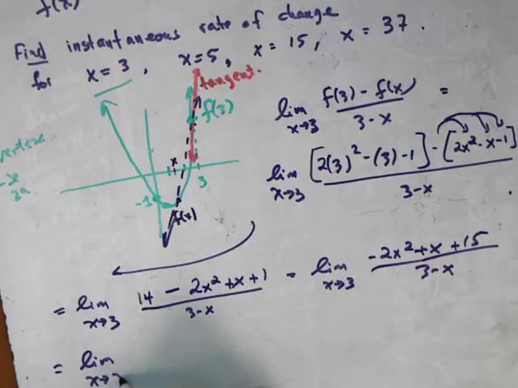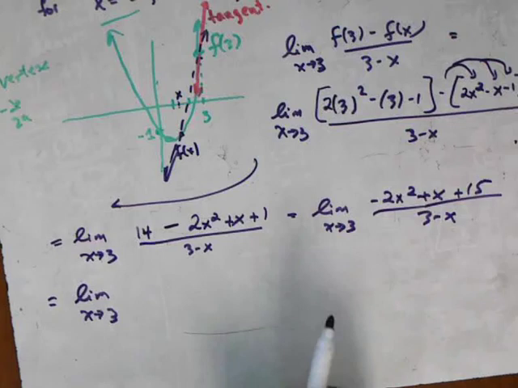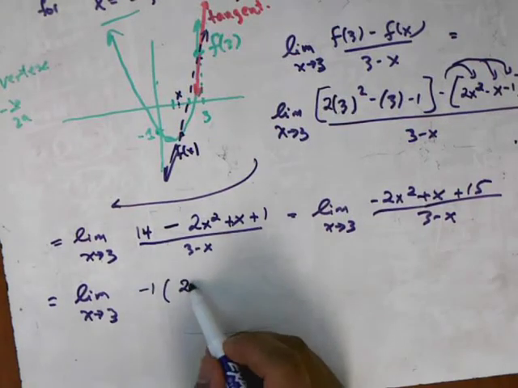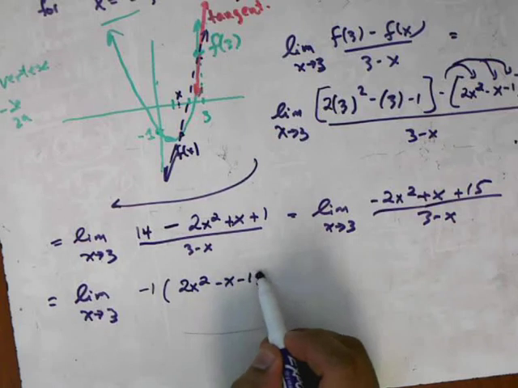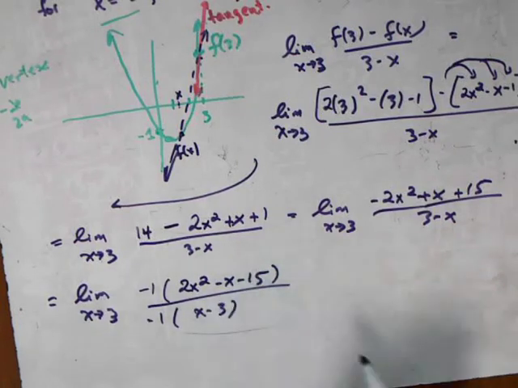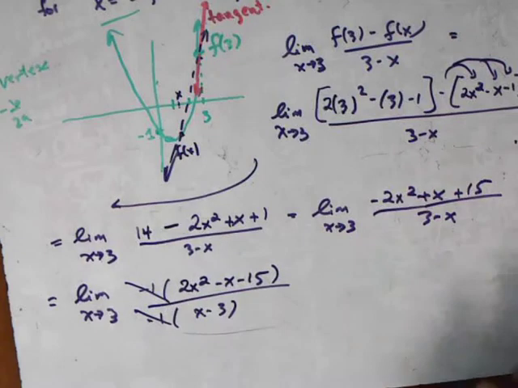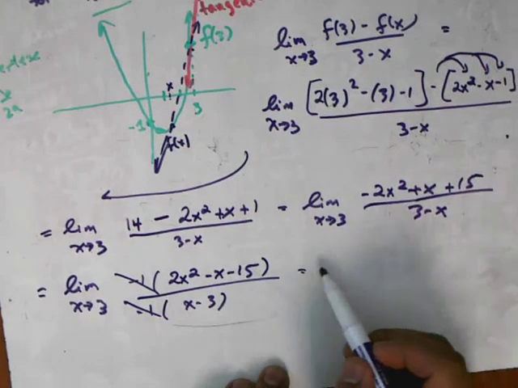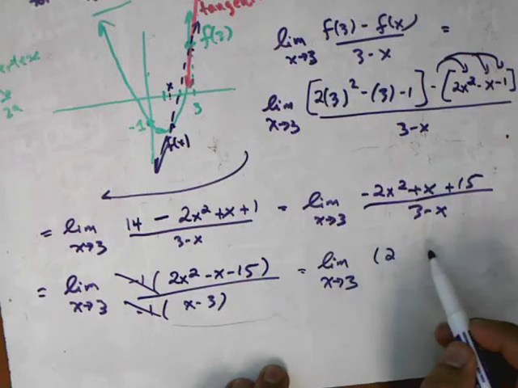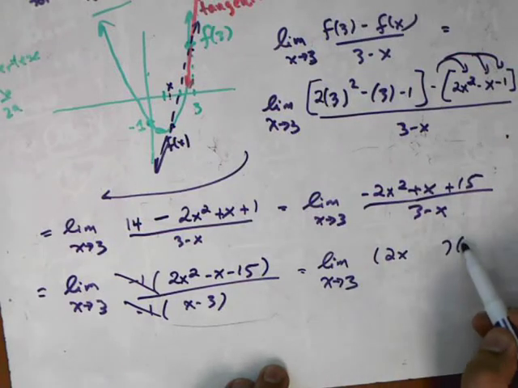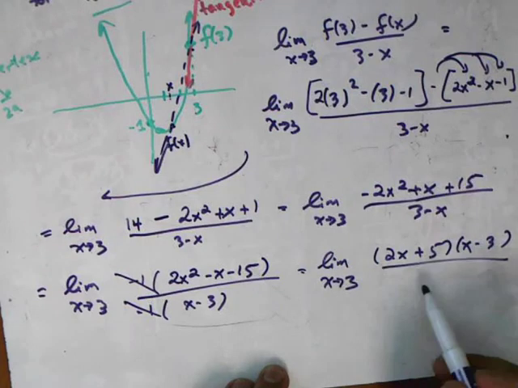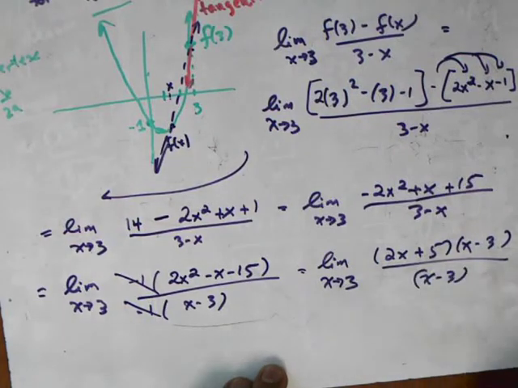And again, you see this is really just algebra from this point on. I'm going to factor out a negative 1 on the top, so this is 2x squared minus x minus 15. Factor out a negative 1 on the bottom, so we get x minus 3. The negative 1's go away completely. And now I'm going to factor the top one more time. This factors to 2x plus 5 and x minus 3.